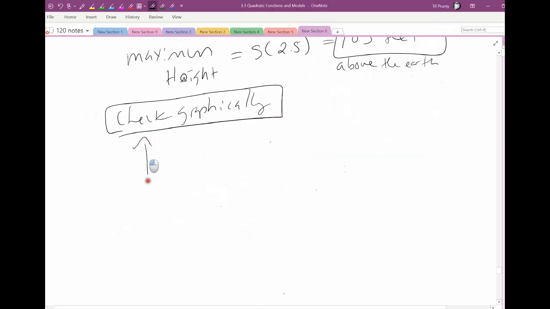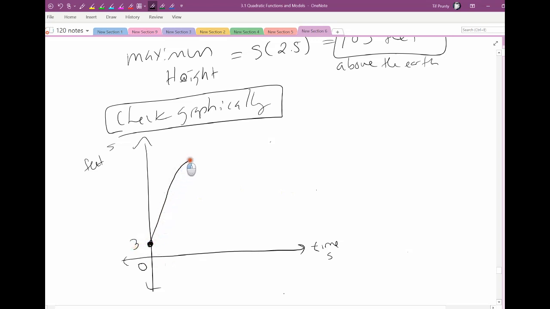Alright, so when we look at our graph, remember this is time in seconds, this is the height in feet. We start at 0, right? Only the first quadrant makes sense. We can't have negative time and we can't have negative distance, so we start here at 0. If we plug 0 in, remember it starts at 3 feet, so it starts here at 3 feet, goes up, peaks, and then comes back down, and then this is the moment where it would hit 0. And that's when it would hit the ground.